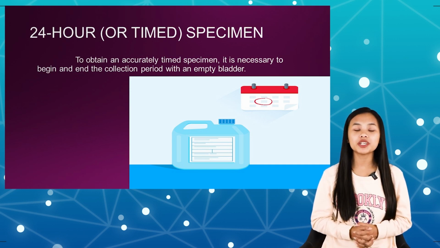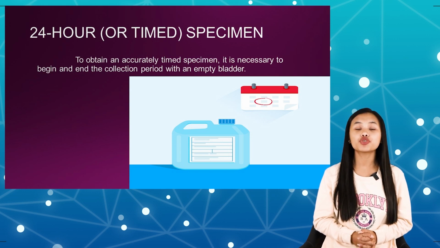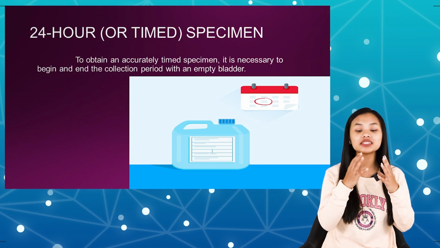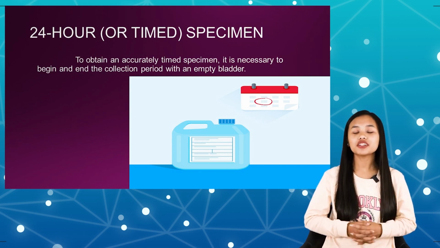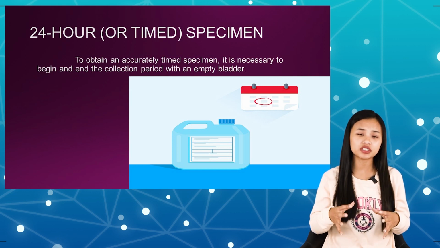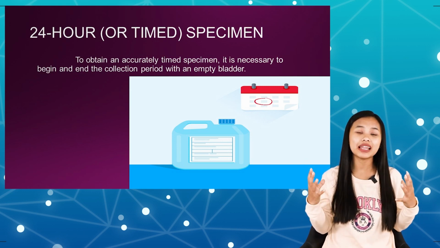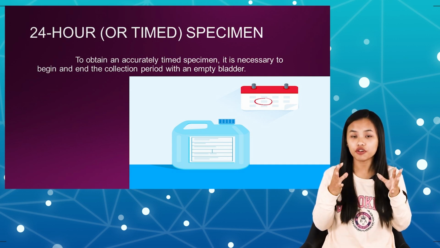So in order to obtain an accurately timed specimen, it is very important that we begin as well as end the collection period with an empty bladder. As we have discussed in the 24-hour specimen, even here we will be doing the same. That is, we will be collecting all the urine which we will be voiding for a period of 24 hours.